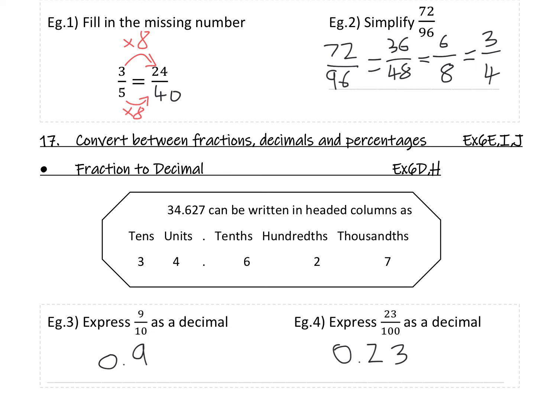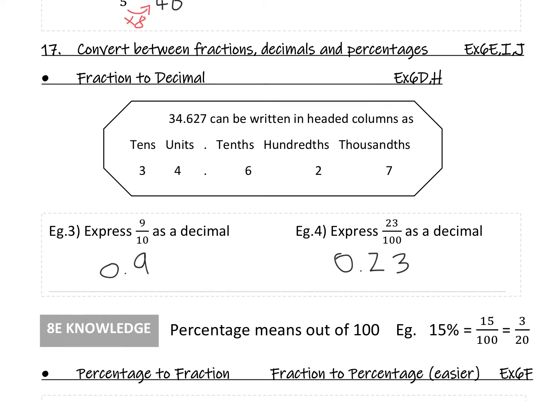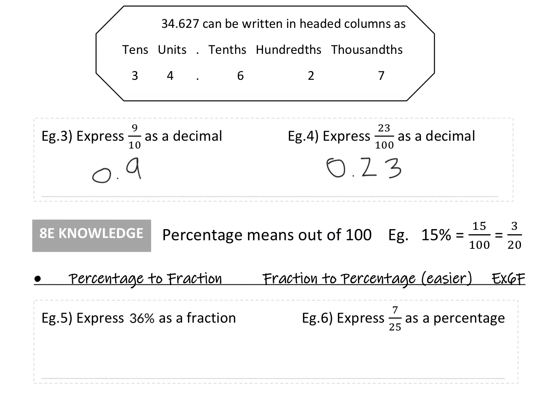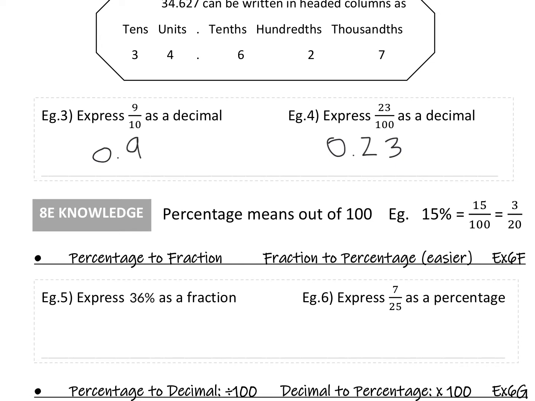Pause the video and write down what percentage means. So percentage means out of 100. So if we have a fraction, like 15%, that means 15 out of 100 or 15 over 100. And then common practice is to simplify. So divide the numerator and the denominator by 5 and you get 3/20.